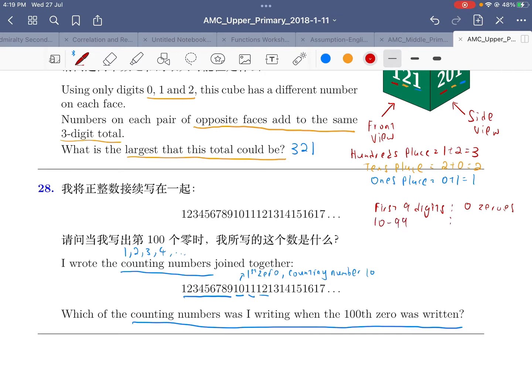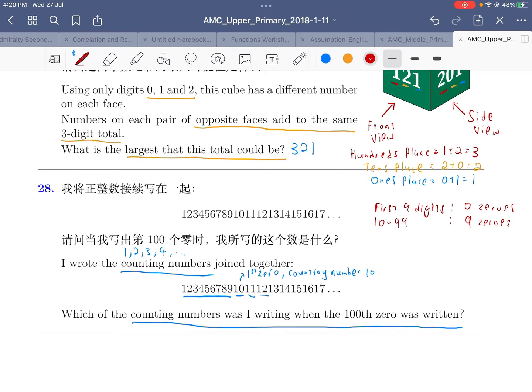Well, for 10 to 99, the number of zeros that we have over here would belong to 10, 20, 30, 40, all the way to 90. In this case, it is pretty clear that we actually have 9 zeros. Now, what's next? Now we'll move on to our 3-digit numbers. Alright, we are progressing well.